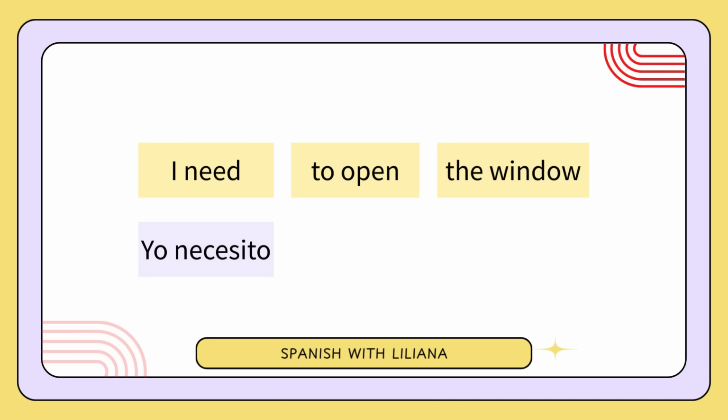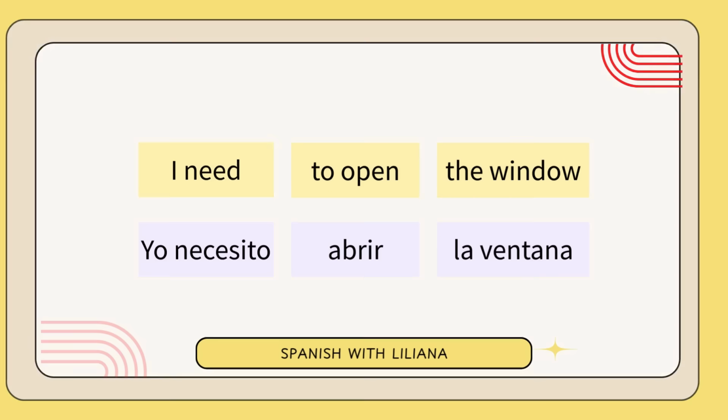And how do you say to open? Abrir. And the window? La ventana. Yo necesito abrir la ventana. So this is an easy sentence, right? We can translate word by word from English into Spanish. And to create even more sentences similar to this one, you can just swap the verb to open for another one and maybe the complement.